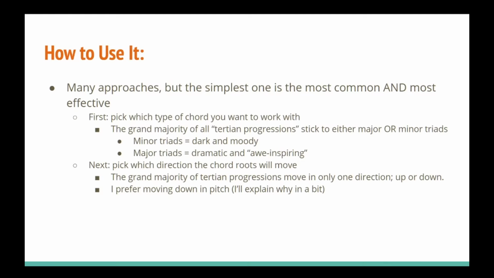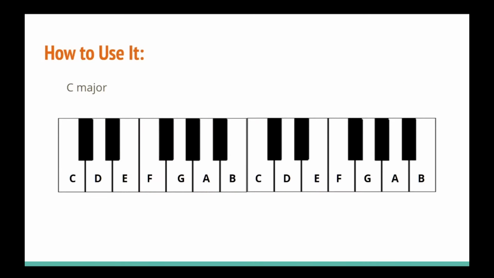I'll start with C major and move down in pitch from there. So we have C major, and we want to move down by a third. That means we can choose either A flat major, which is a major third lower, or A major, which is a minor third lower. I'm going to go with A flat major. Then let's go with F major, which is a minor third lower, and finally D major, which is another minor third lower.